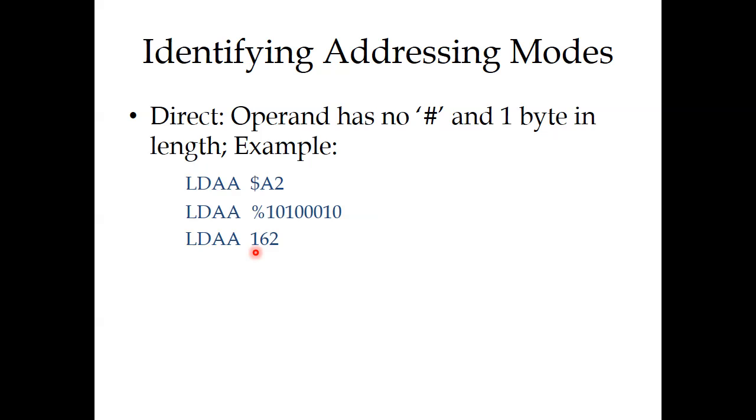I'm saying, again, you can always convert, but this is very easy. Just look at the decimal number. If it is 255 or less, it's actually 1 byte. So since this is 162, this is 1 byte.